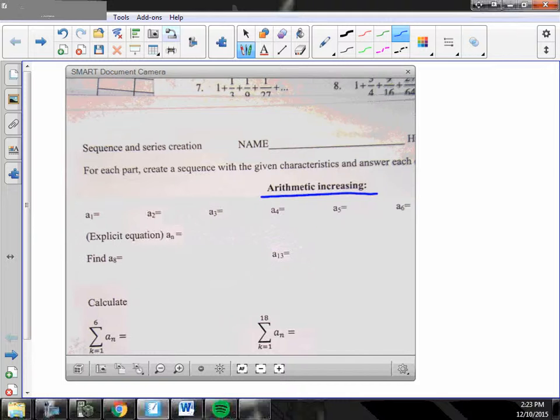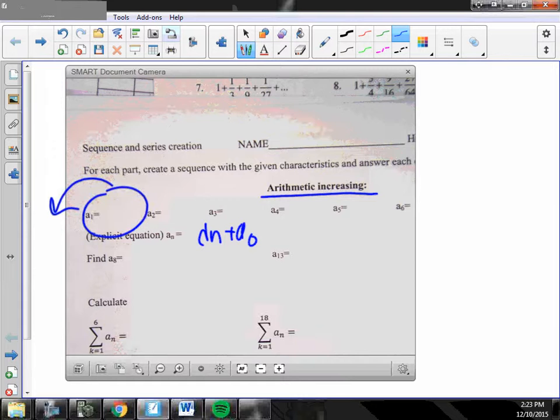All right, so the explicit equation is dn plus a sub 0. What's the trick with that? A sub 0 is not part of the sequence. A sub 1 is the first number you pick. A sub 0 is 1d less than that.